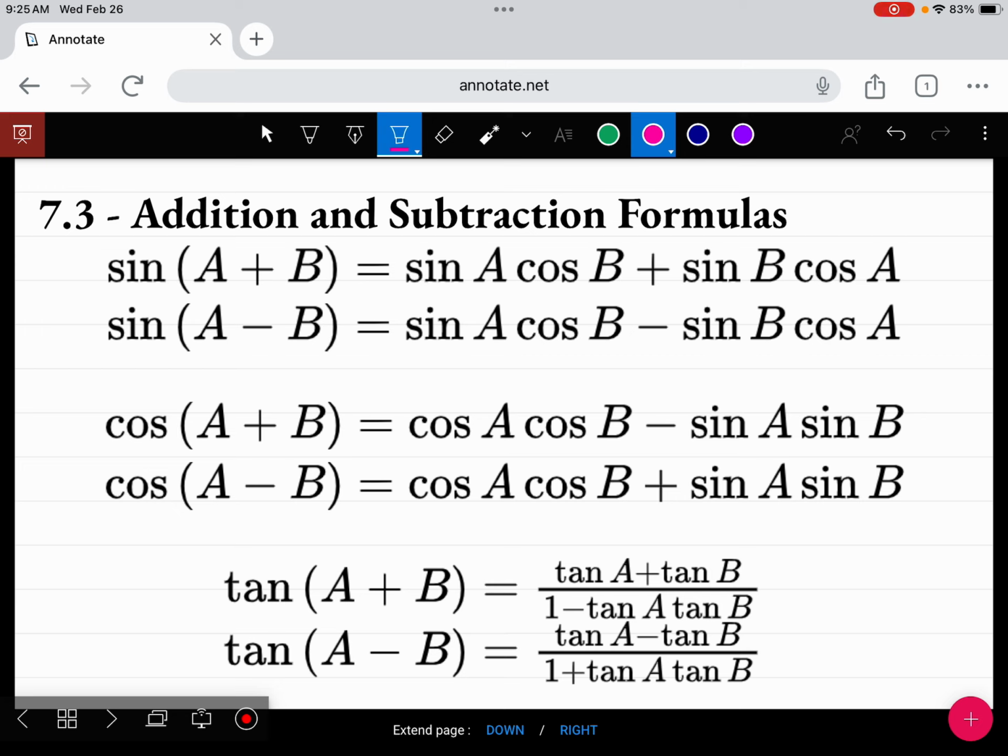Cosine keeps things separated. Cosine puts its cosines together and its sines together. If we add in cosine, I'm subtracting sine. And if I'm subtracting in cosine, I'm adding sine. So cosine has our signs switched, flip-flop. And then tangents, just a mess. The tangents are a mess, and it's because it kind of winds up half stacking the other ones. They are gross and generally awful.